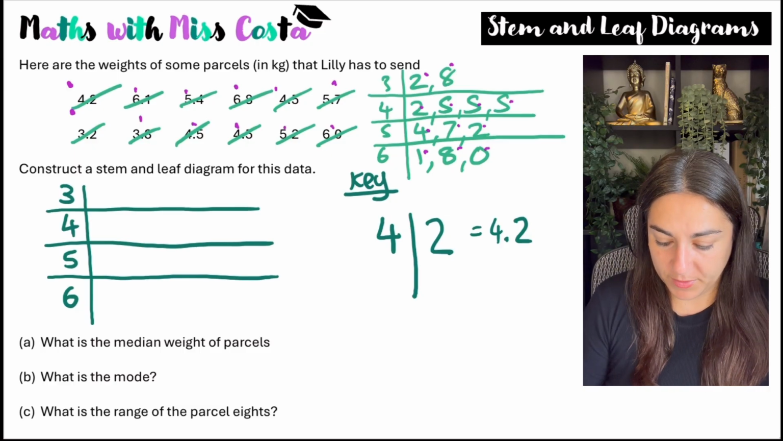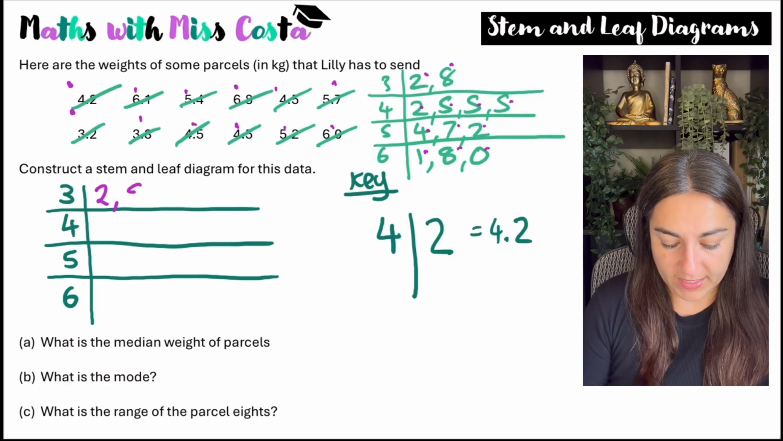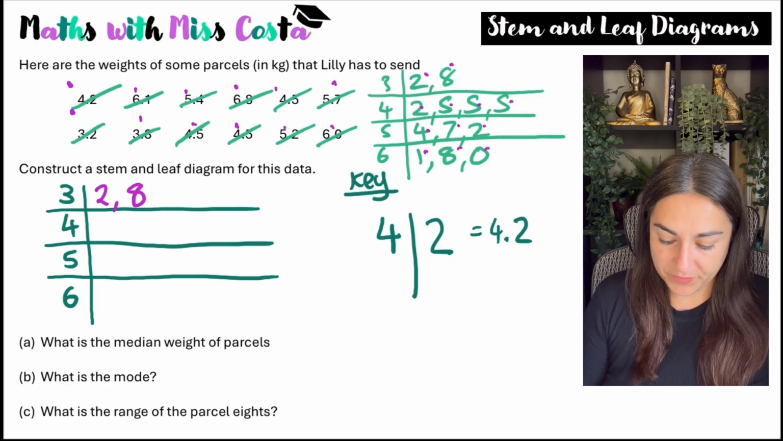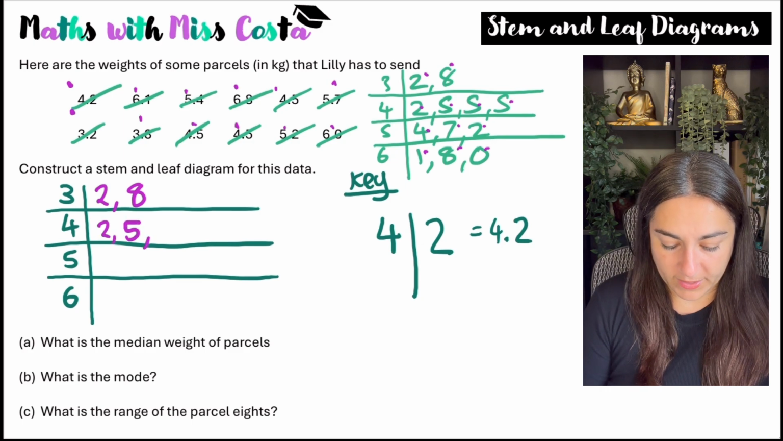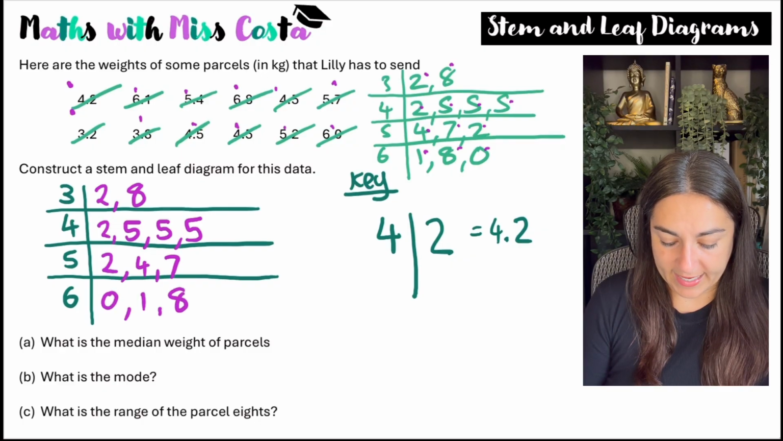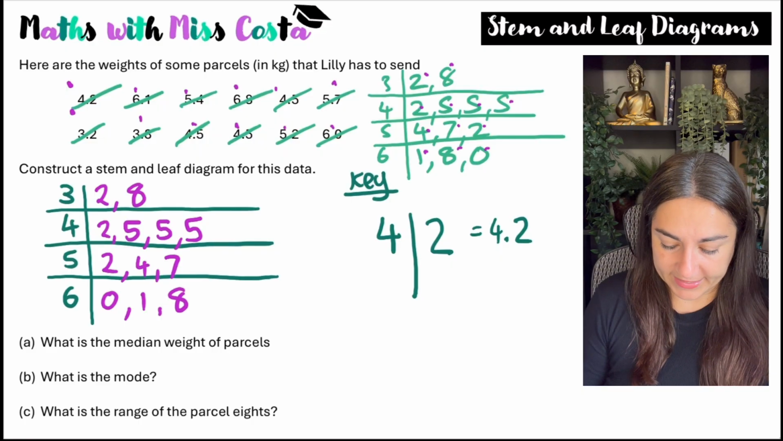And now I'm going to put them in order. So for 3, I've got 3.2 and 3.8. So I'm going to do 2 and 8 because that's ascending order. Then, they happen to be in order for 4 as well. So 4.2, 4.5 and 4.5. And then I'm going to put 5.2, 4 and 7. And for 6, it will be 0, 1 and 8. Some people think that if it's 0.0, you don't need to include it, but you do. Every value has to be included.